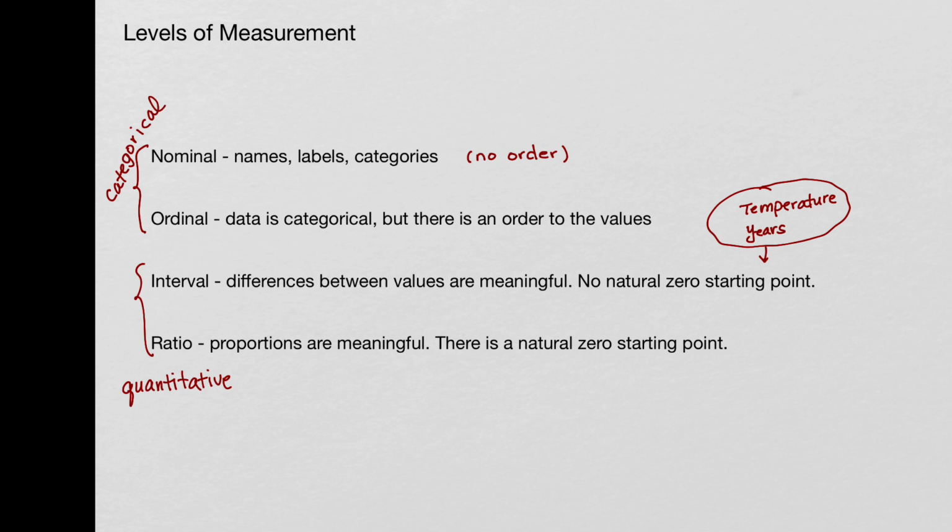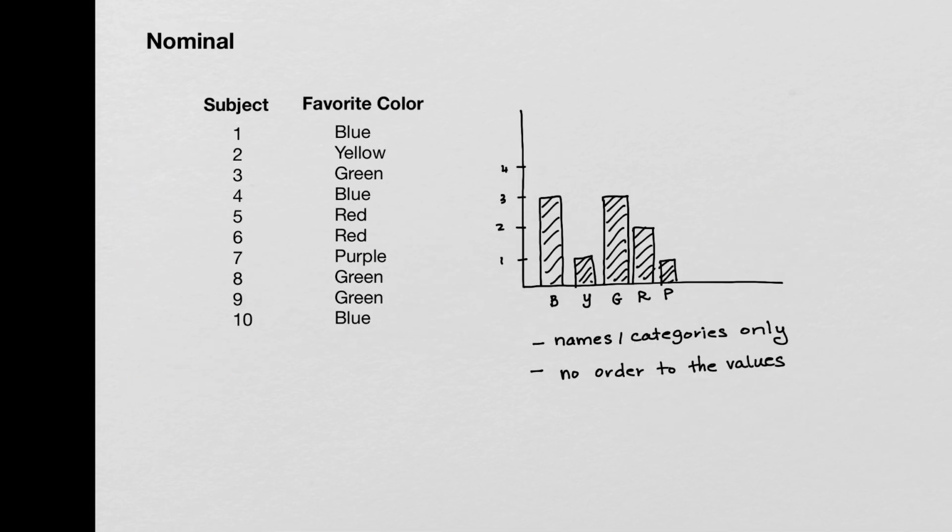So let's take a look at some examples and see how we can identify what the level is for each of these variables. We're just going to go in order. The first one's going to be nominal. In this case, we have a list of subjects. We just identify them as subjects 1 through 10. And then each subject gave their favorite color. So blue, yellow, green, and so on. So we have this list of colors.